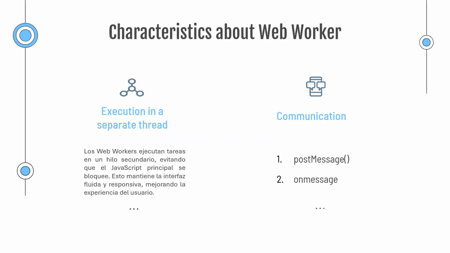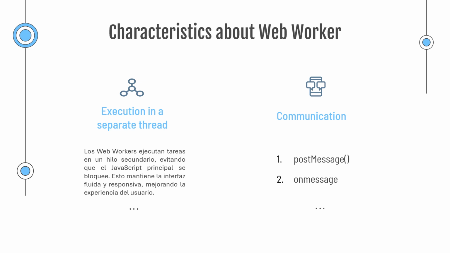Characteristics. First, execution in a separate thread. When we execute JavaScript code, everything normally runs on a single main thread. This means that if a task takes too long, such as performing complex calculations or processing large amounts of data, the user interface might freeze until the task is completed.